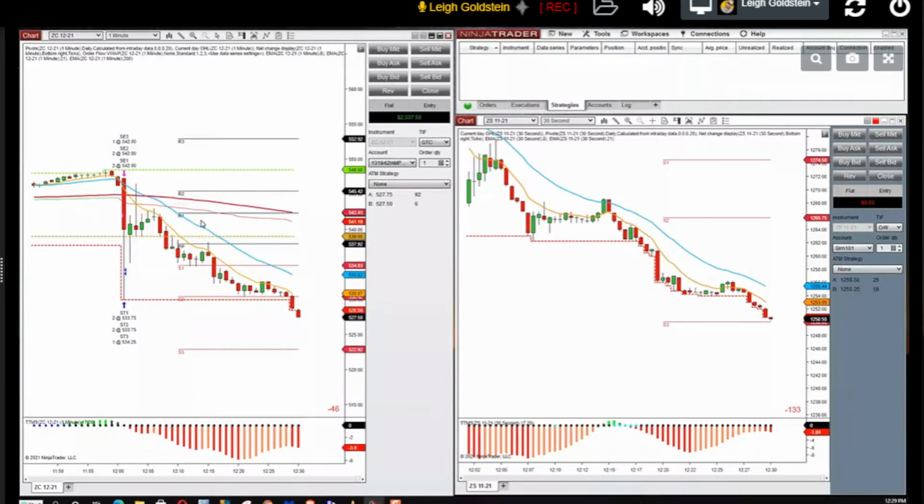Yes, it works on both. It's just a question of how the pivots work.